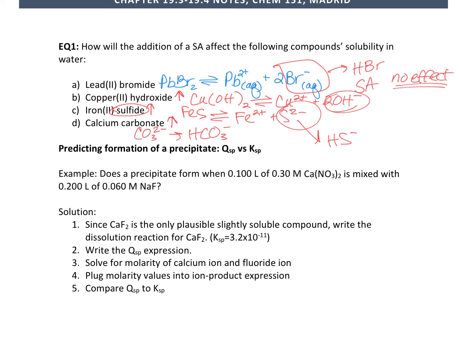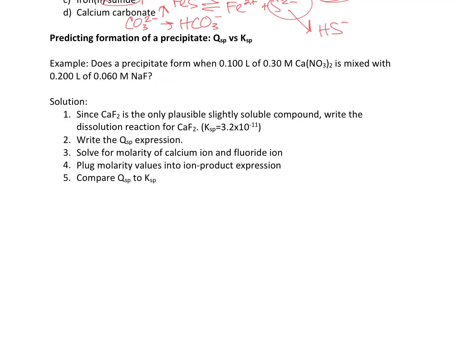All right, let's go into predicting formation of a precipitate. Does a precipitate form when 0.1 liters of a 0.3 molar solution of calcium nitrate is mixed with 0.2 liters of a 0.060 molar solution of sodium fluoride? And here are the steps for the solution. Really, before you look at this, I would suggest you write out the balanced reaction.